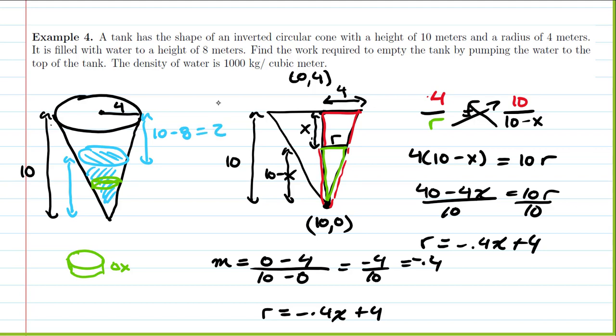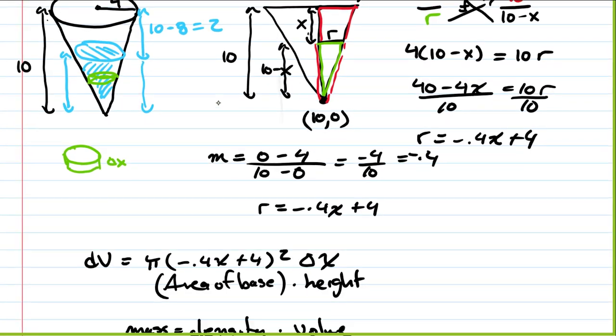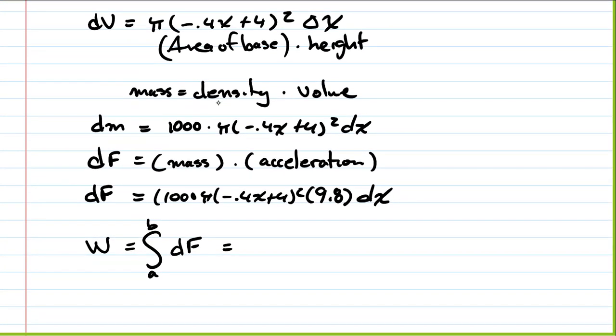And then where are we going to integrate from? Well, not 0 to 2. That would lift only the water out of the first 2 feet of the tank. Our water is all below that. Our water goes from 2 all the way down to the bottom at 10, right? So our limits of integration are going to be from 2 to 10 of this integral. I'm going to do 9.8 times 1,000, because that just moves the decimal over 3 places. So 9800 pi times negative 0.4x plus 4, squared, dx.